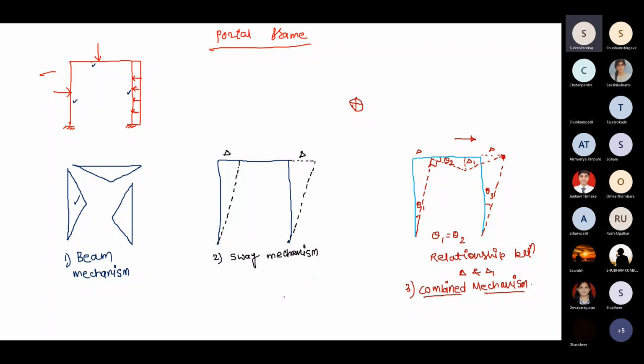So we have these three. There was an example for 5 marks, where they asked you to explain this. We saw it in 2019. You have to explain it: beam mechanism, sway mechanism and combined mechanism.